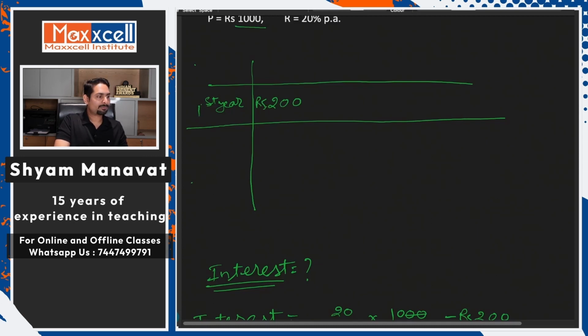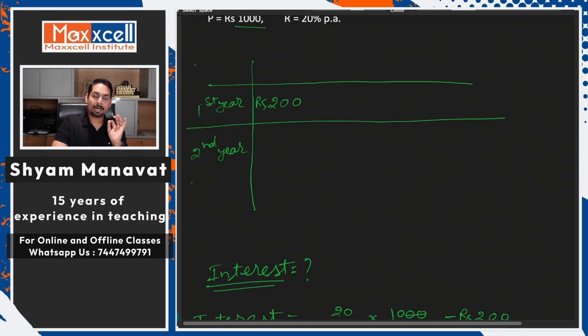Now after second year, what is the interest you are going to get? It depends on what you are going to do with this 200. So understand: you invest in FD 1000 rupees, 20% per annum, first year interest is 200 rupees. Now you withdraw this 200 rupees, which you are getting as interest, from your bank.